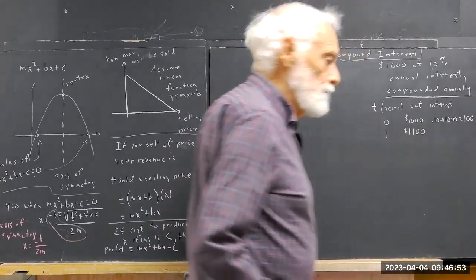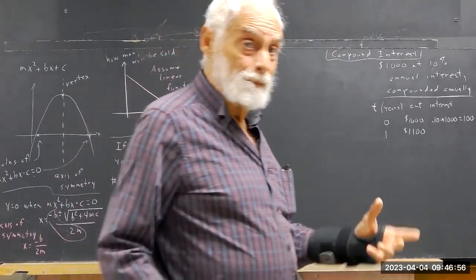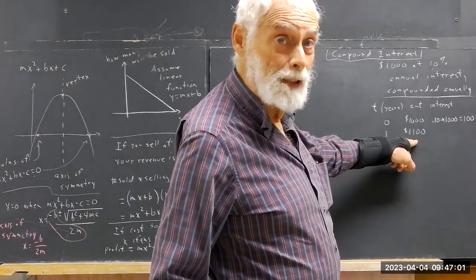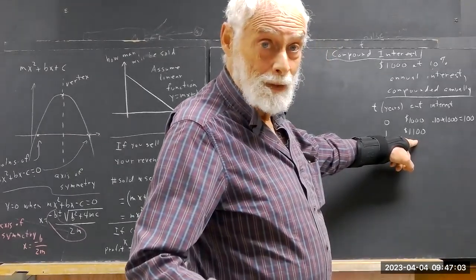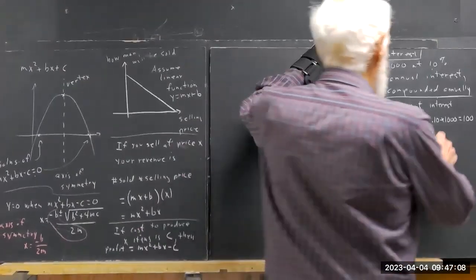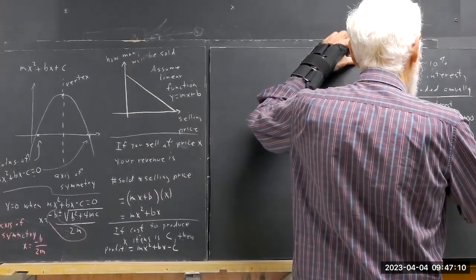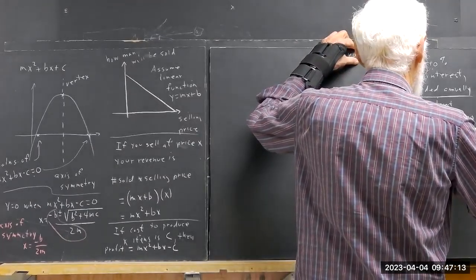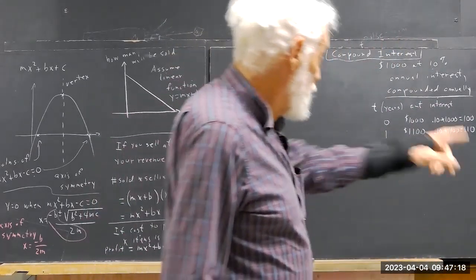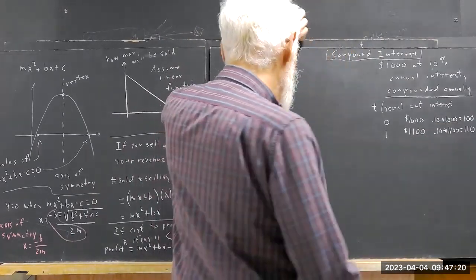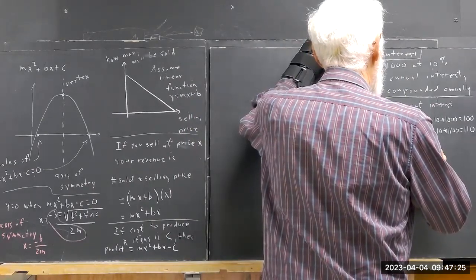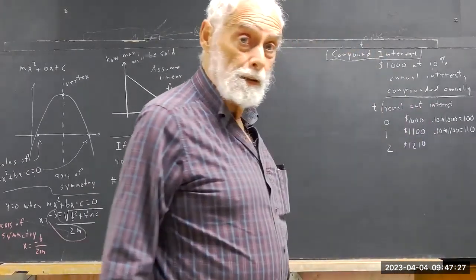Now, how much interest do we get this year? We don't get $100 because we got $1,100 in here to calculate the interest. So the interest is going to be 10% of $1,100, $110. We're going to add that to the 1,100. So after 2 years, that's going to give us $1,210.